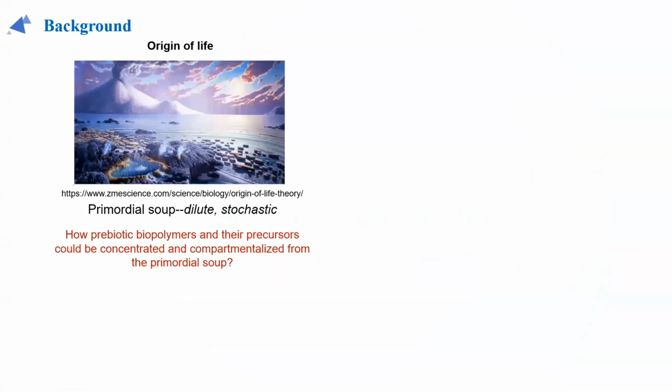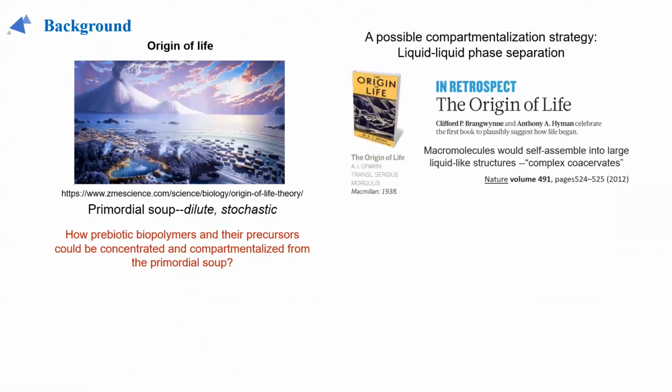As early as during the origin of life, the world is very simple. It just has a primordial soup that should be very dilute and very stochastic with different biopolymers and different precursors. The question is, how can these different biopolymers and precursors be concentrated and compartmentalized into such sophisticated structures that we see in the world right now?